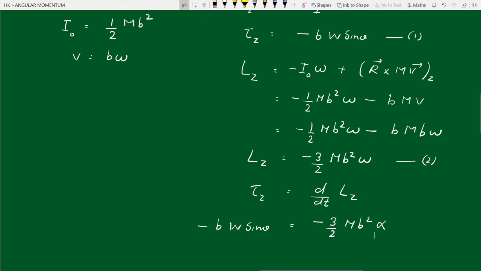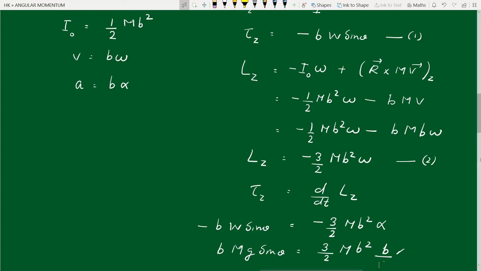So what is our aim? To calculate the acceleration. There is a relation between linear and angular acceleration. From the expression v is equal to b omega, if you take a derivative on both sides, the linear acceleration a is equal to b times the angular acceleration. So we can substitute all these results. b W is m g sine theta, which is equal to, the minus sign will cancel from both sides, 3 by 2 m b square alpha.